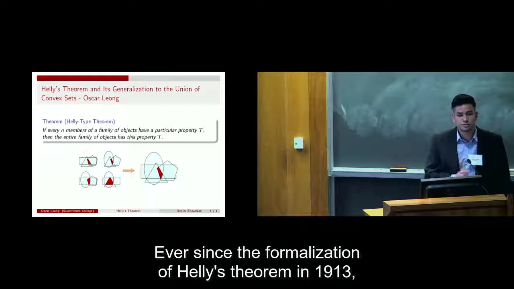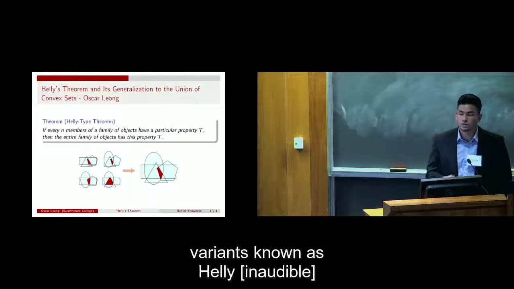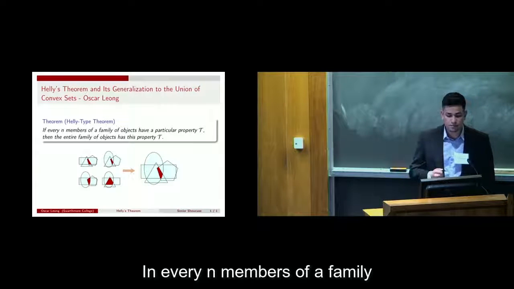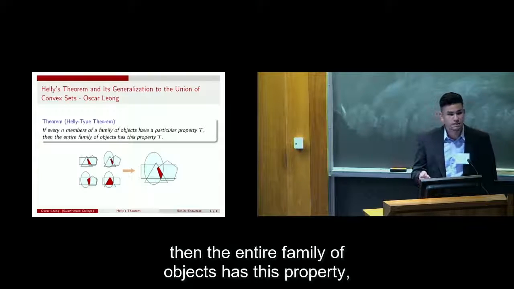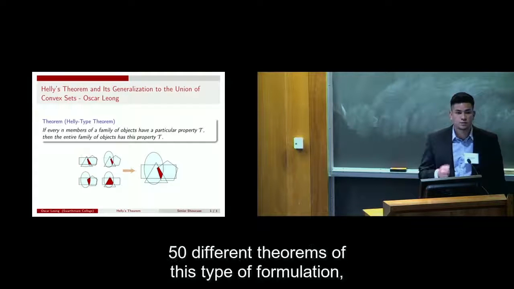Ever since the formalization of Helly's theorem in 1913, there have been a number of generalizations and variants known as Helly-type theorems. A Helly-type theorem is formulated as follows: if every n members of a family of objects have a particular property T, then the entire family of objects has this property T. And in a recent survey of Helly-type theorems, there turn out to be over 50 different theorems of this formulation, spanning over 5 different areas of mathematics.